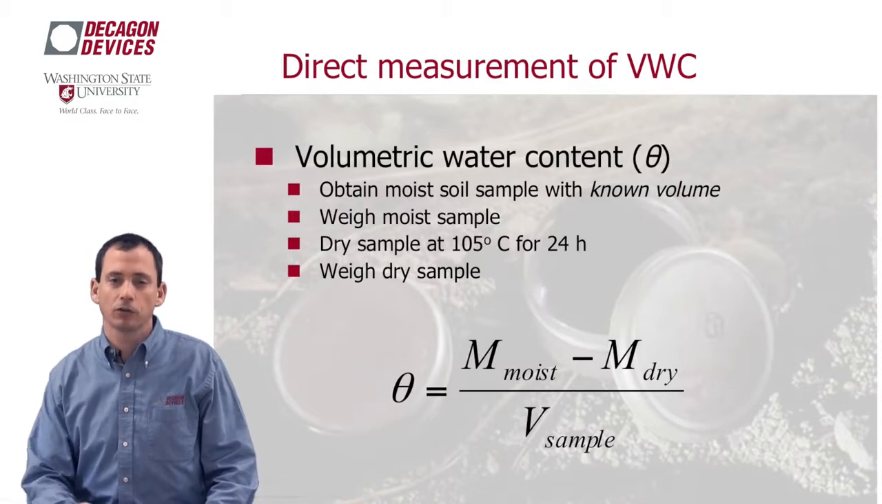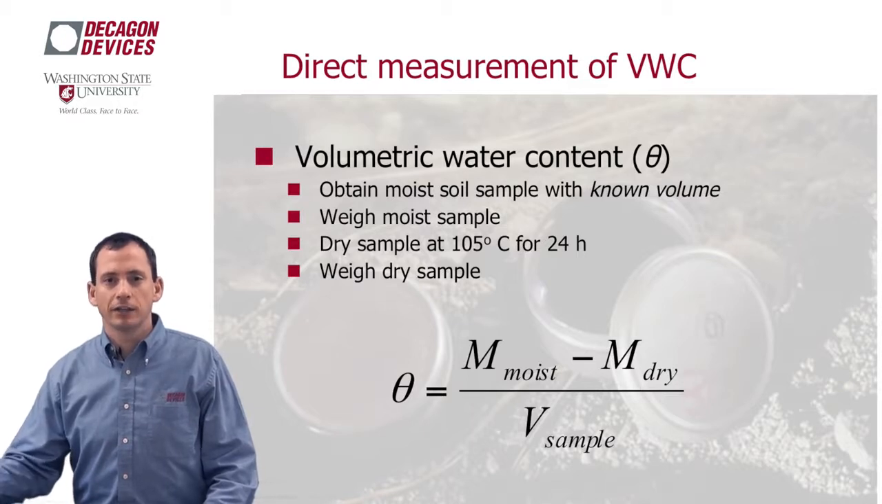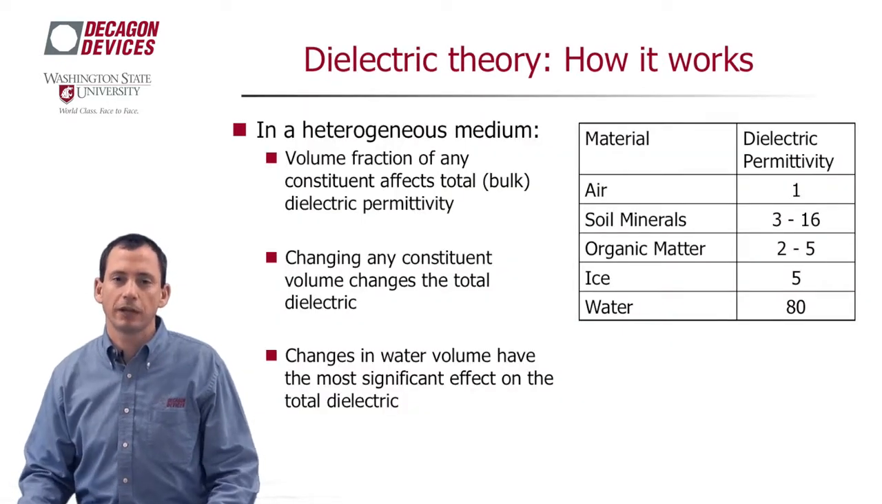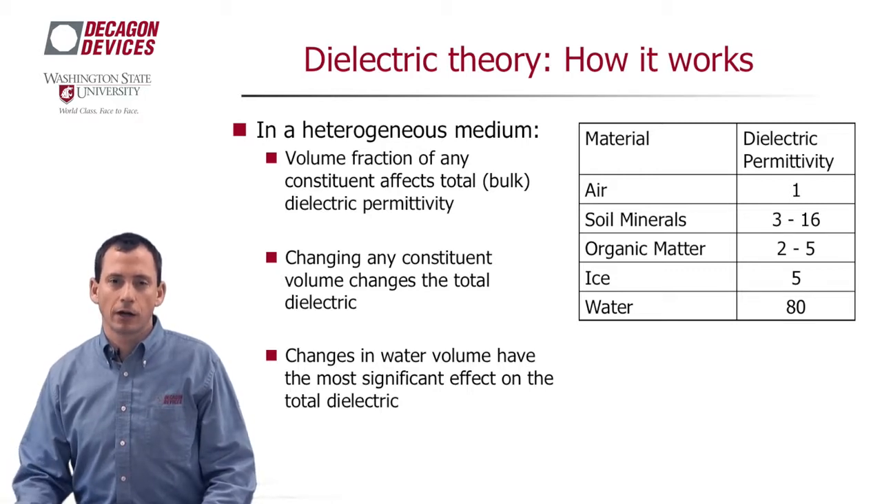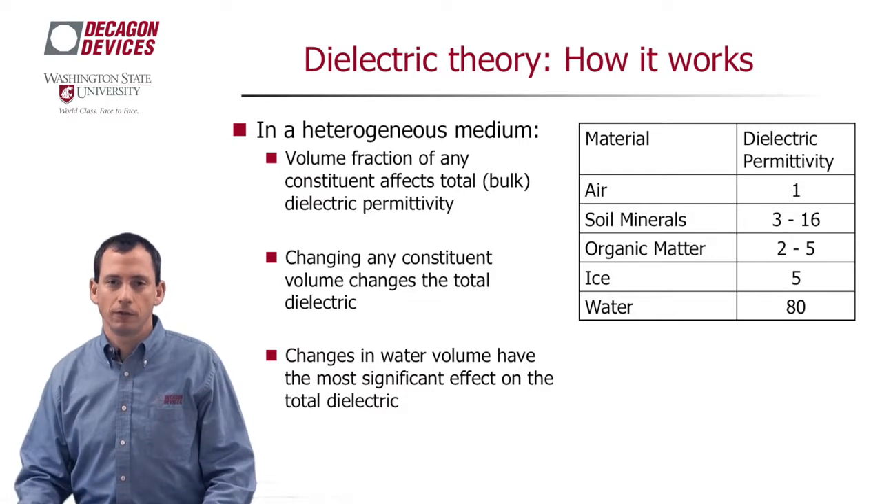That's the only direct measurement, and that's the measurement that all of the other volumetric water content indirect measurements are calibrated to. So keep that in mind. Today we will be focusing in on one of the indirect volumetric water content techniques, and that's the measurement of the dielectric permittivity of the soil, which we then can relate to the volumetric water content of the soil.